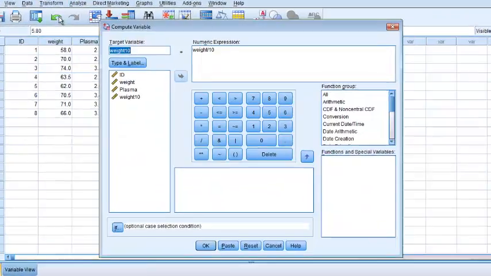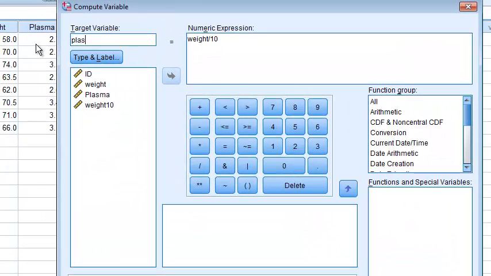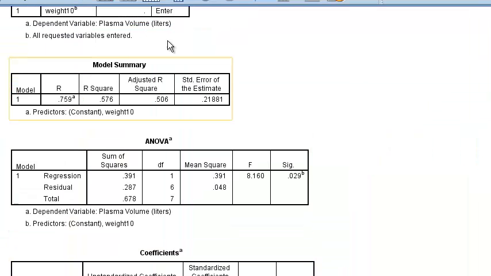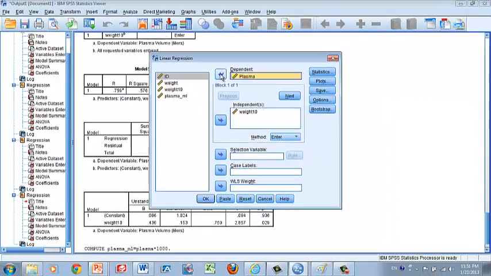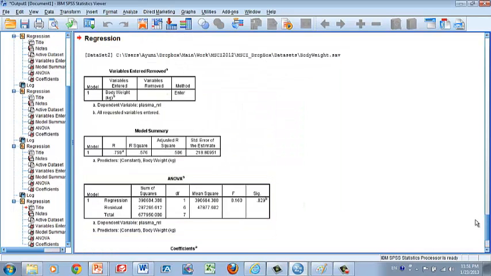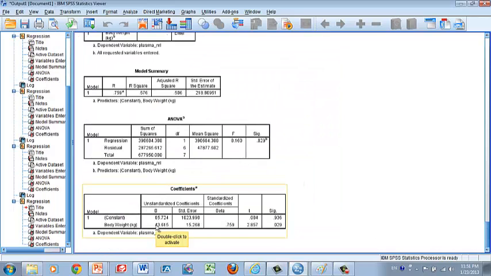So we create a new variable, plasma milliliter. And how can we change plasma liter to milliliter? We multiply by 1,000. Okay, and we go to do the linear regression. Instead of using plasma, we use plasma milliliter, and then let's put the original weight variable back and see what happened. Changing the unit for the dependent variable changes both the intercept and the body weight coefficient.